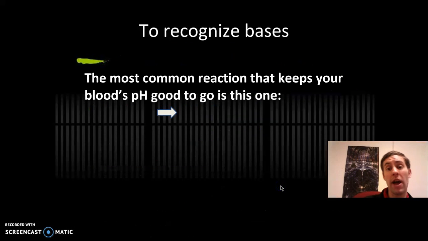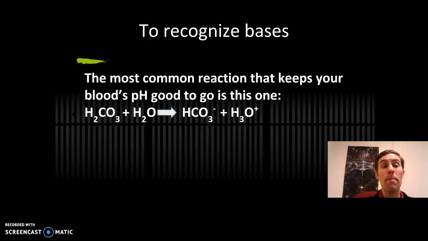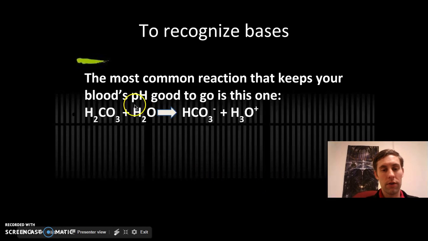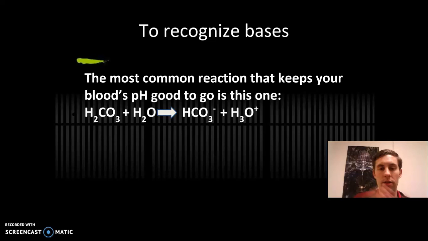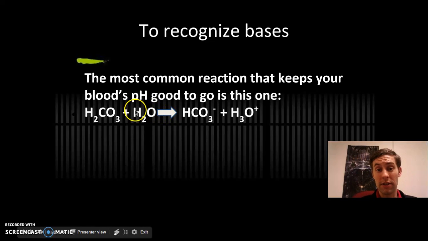Okay, technically the most common reaction that keeps your blood's pH level where it's supposed to be, which is called homeostasis, keeping a pH level at about, I think it's 7.4, is this guy. So this carbonic acid is sitting in your blood, which sounds horrible, but it's supposed to be there, plus water goes to the hydrogen carbonate ion plus H+. So we've got this arrow going just one way, and we talked about things so far that you go from the reactants to the products. But technically, this arrow could go both ways, and it does.